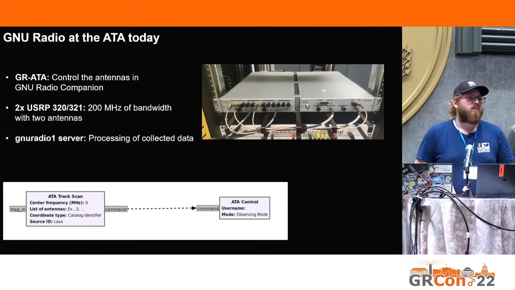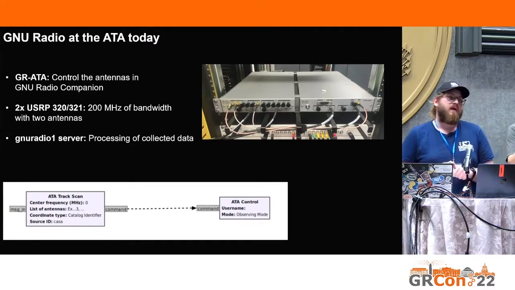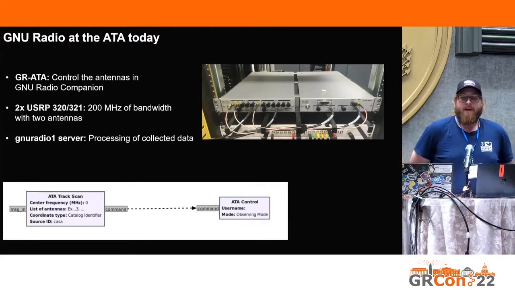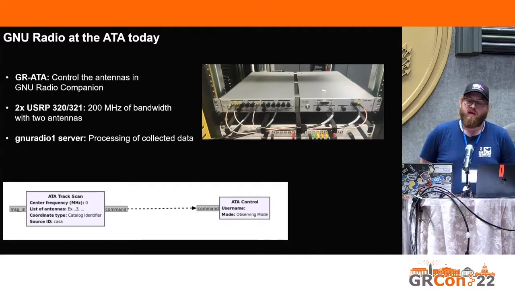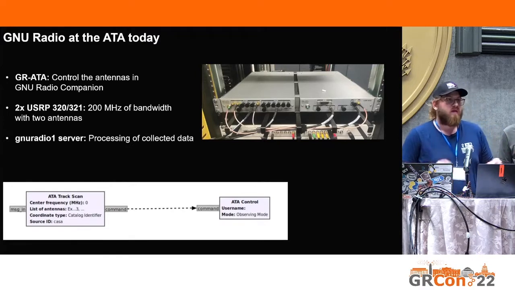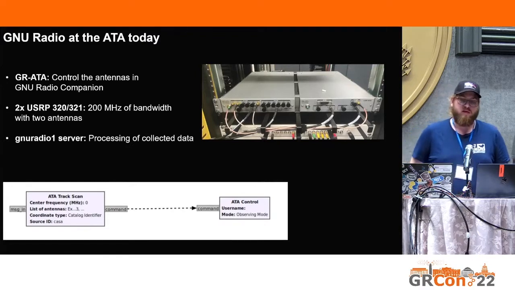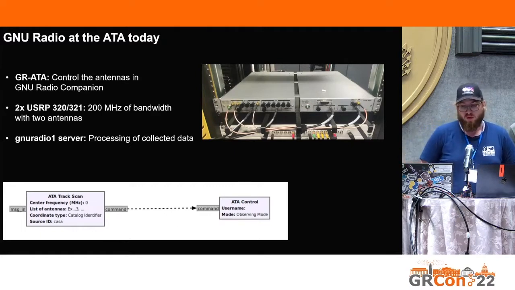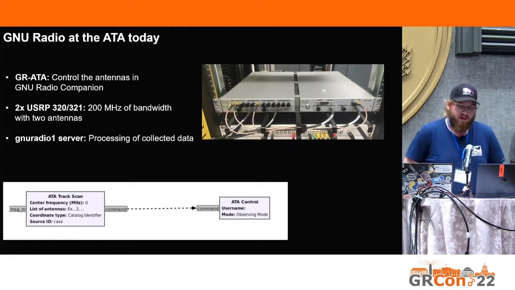So how can GNU Radio be used at the ATA today already? First of all, there is a GNU Radio module called GRATA, which enables an observer to interface with the observatory in GNU Radio Companion, meaning we can steer the antennas, tune local oscillators, and so on, basically conduct observations. Data can then be collected using our two USRPs. We have an N320 and an N321, which supply 200 megahertz of bandwidth for both polarizations for two antennas. And then lastly, the GNU Radio 1 server that can be used to process this collected data.